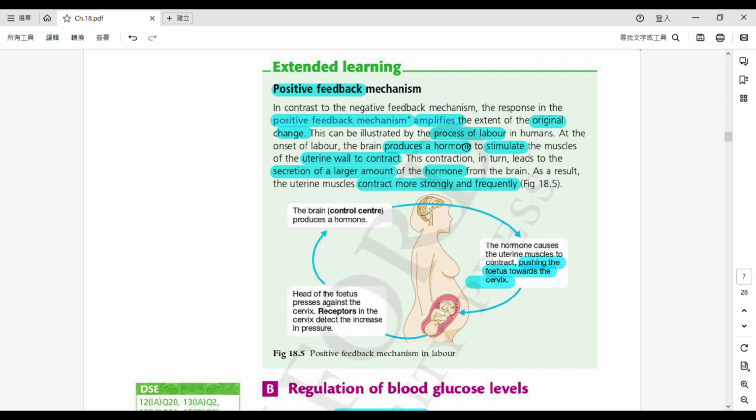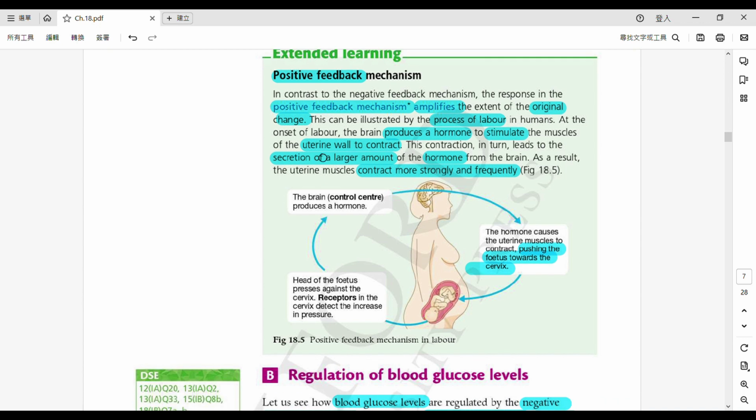And the example we use is labour. We use the process of labour to explain. Normally in labour, that is giving birth, we will produce a hormone. And this hormone will stimulate the uterine wall to contract. Therefore the baby will be pushed out more easily. So you're trying to give labour, that is, trying to push the baby out.